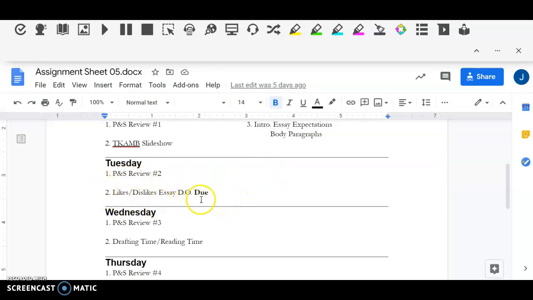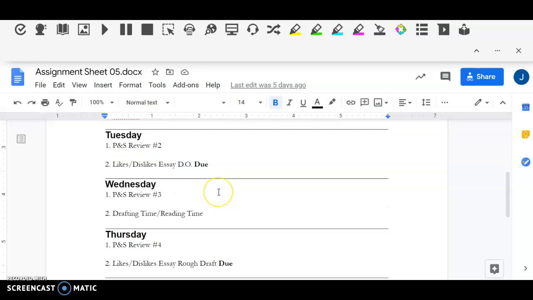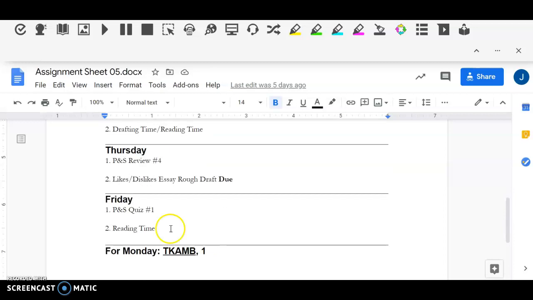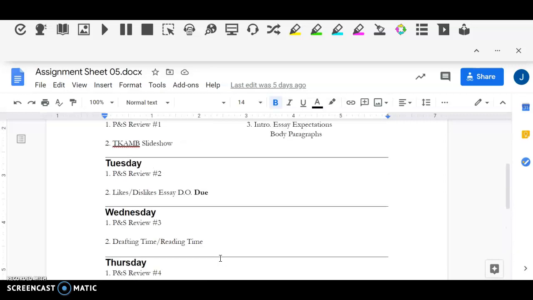So the detailed outline of the essay is due on Tuesday in class, and we talked about expectations in class today. We'll make sense of that. There's drafting time on Wednesday. There's a rough draft hopefully due on Thursday. And then on Monday, we'll move to To Kill a Mockingbird and hopefully be wrapping up the essay.